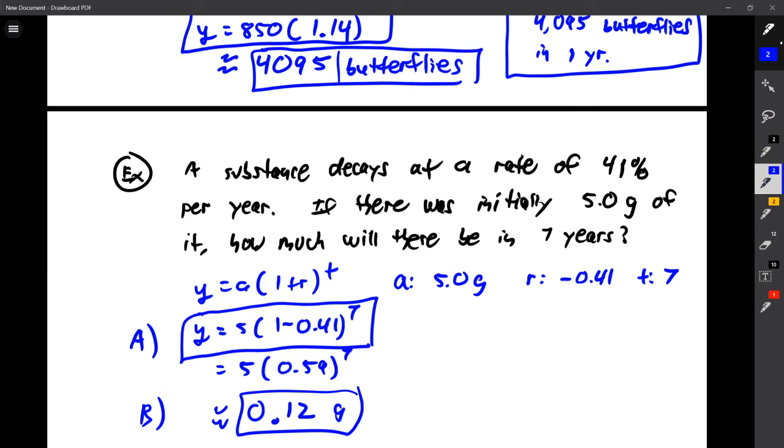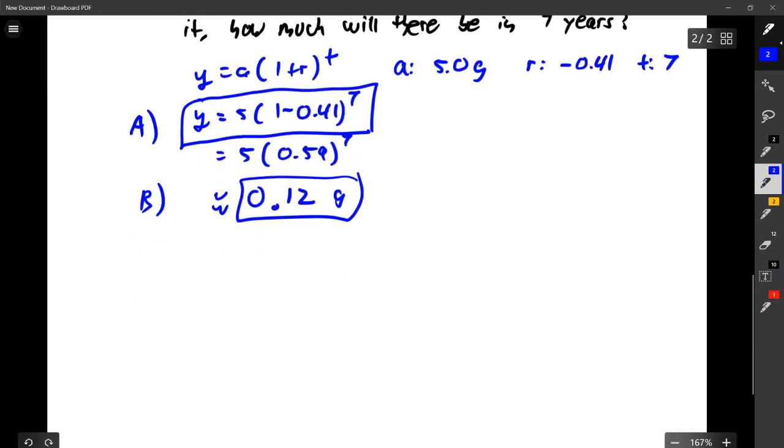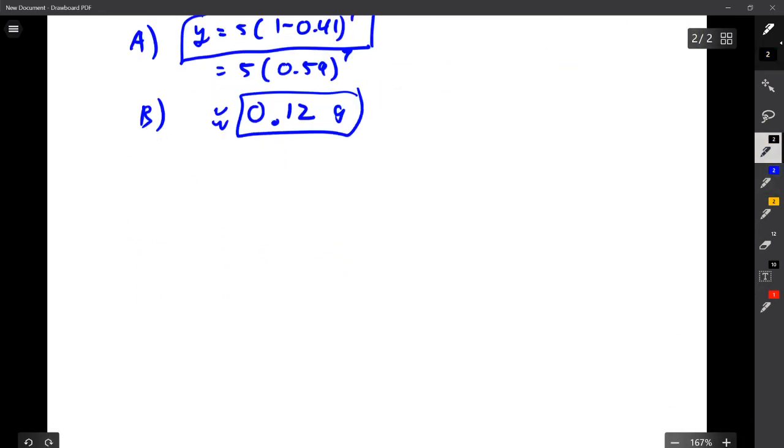All right. Then one more equation is specific to money. This is our compound interest equation. Compound interest.